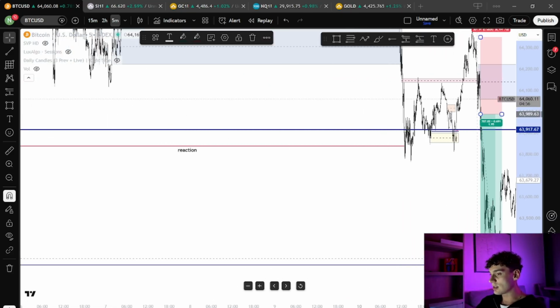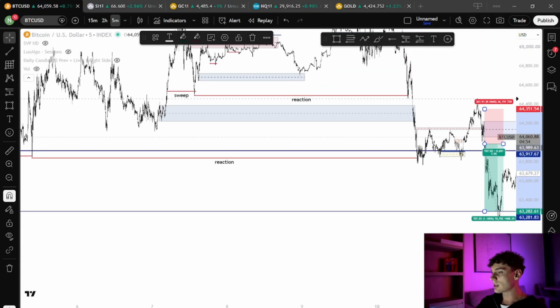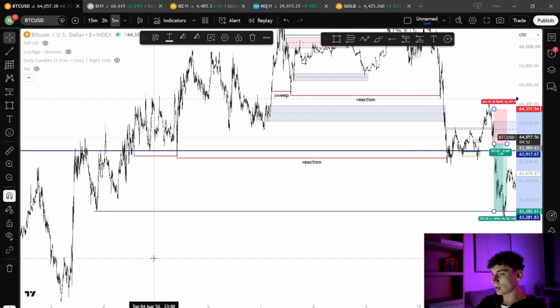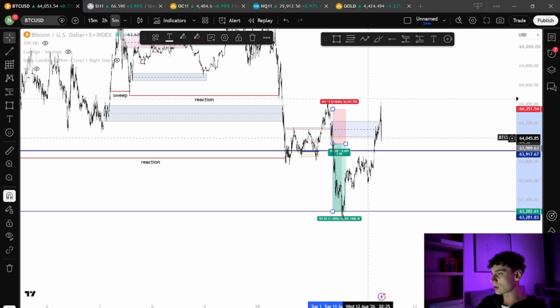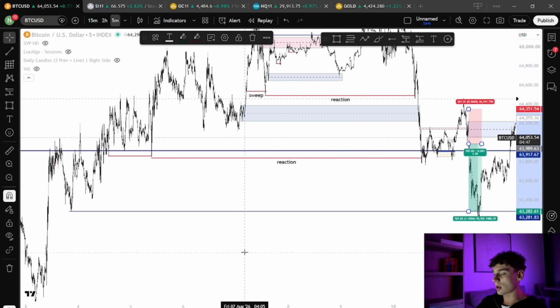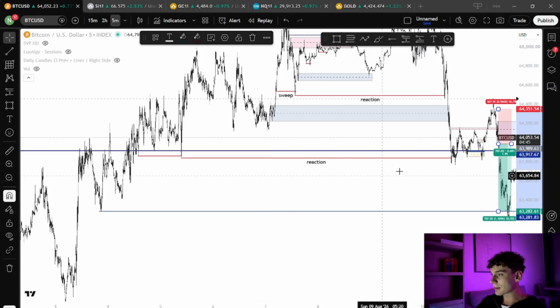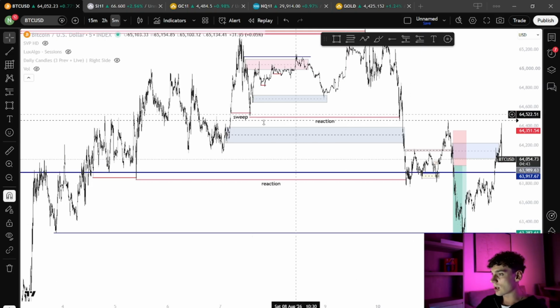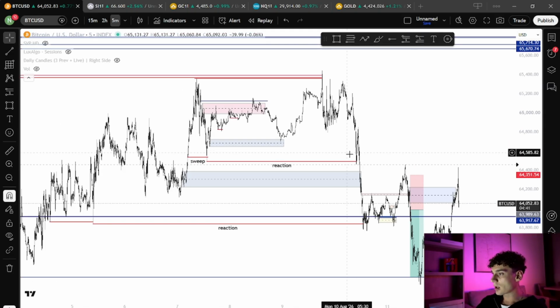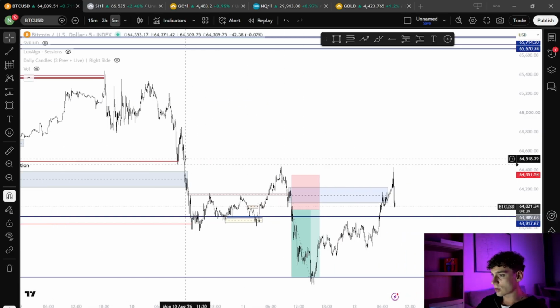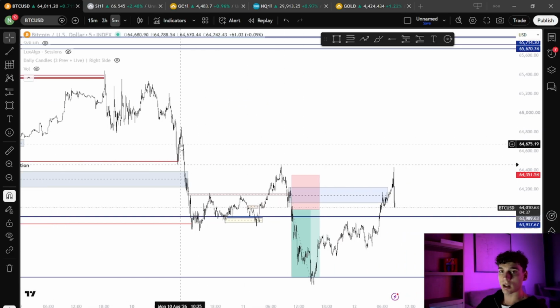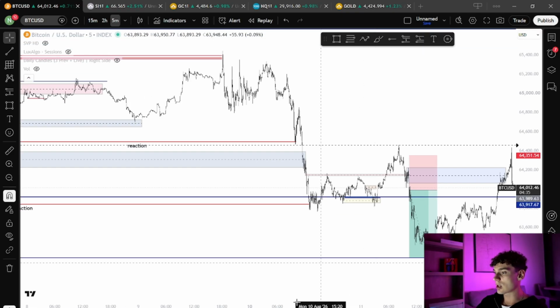And as you can see, again, this is literally what I'm saying. As soon as the level of liquidity is taken, there is a reaction. And as you can see, now we are literally buying. So every single time the level of liquidity is taken, there is a reaction. As you can see here, even here, there was a reaction. It was not a long reaction, it was short-lived, but still there was a reaction.